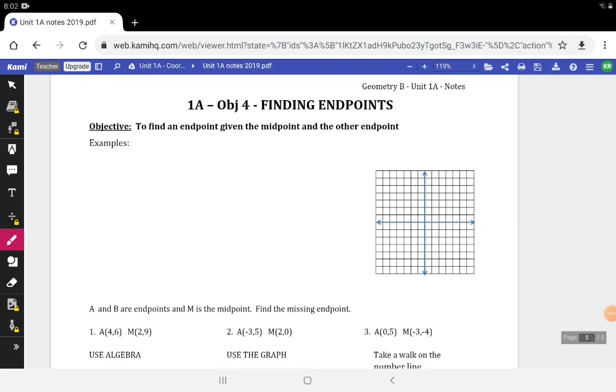Welcome to your Unit 1A Objective 4 notes on finding endpoints. Our goal is to find an endpoint given the midpoint and another endpoint. So essentially, if we're given this point as a midpoint and some other point here, we'll call it A and M, we want to find this corresponding endpoint over here.